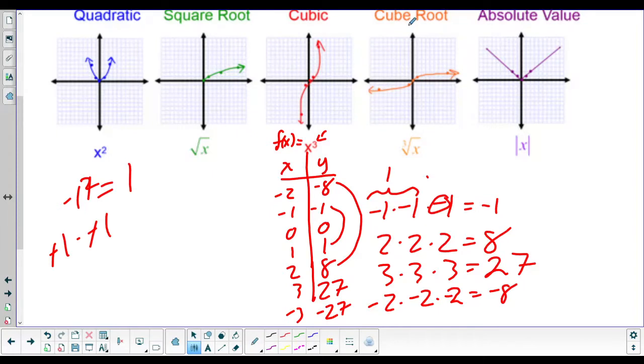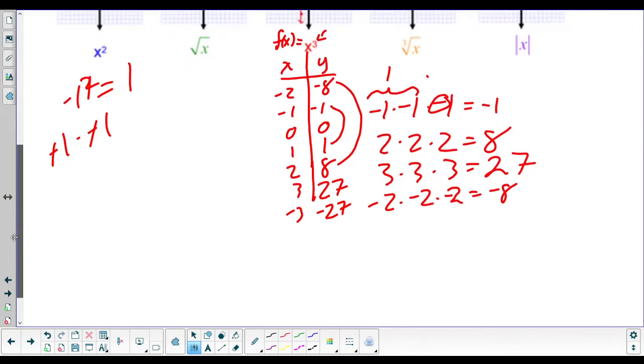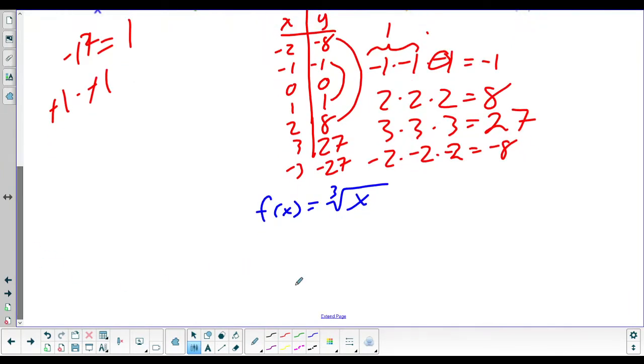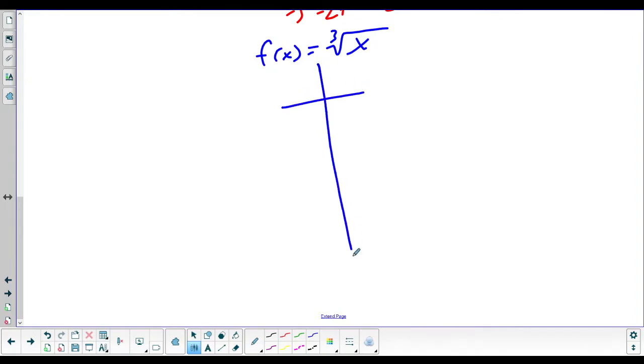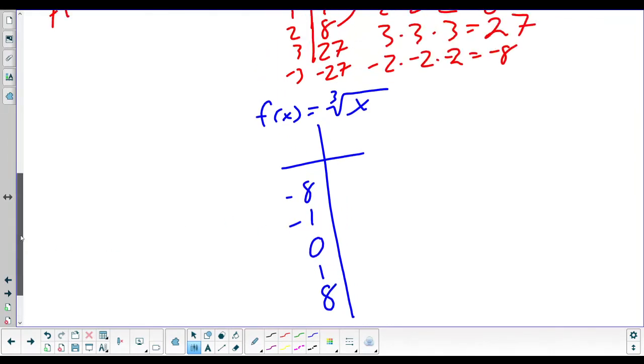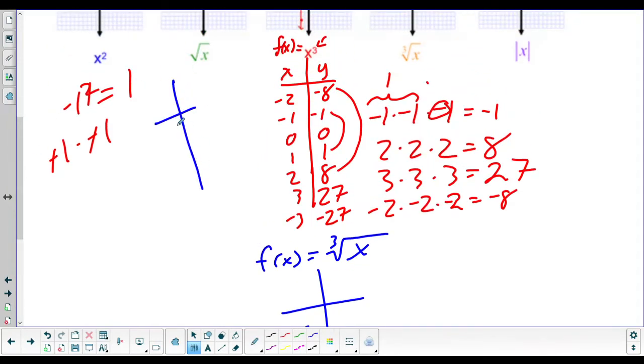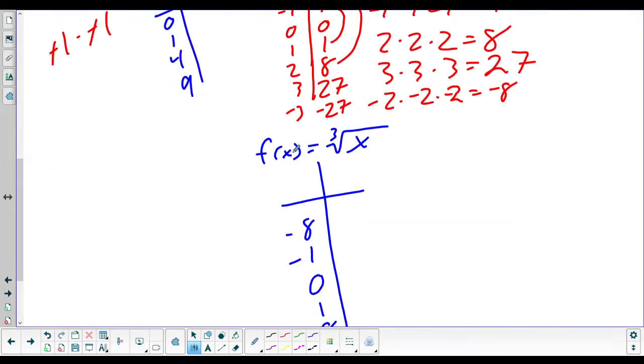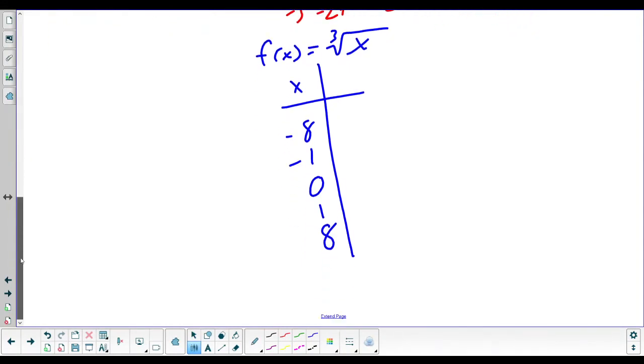Let's talk about the cube root. I'm going to show you one example, and then I'll kind of hand wave the rest of it. So let's look at f of x equals the cube root of x, and we'll plug some numbers in. Let's do negative 8, negative 1, 0, 1, 8. So just like for the square root, I picked perfect squares for the x's, 0, 1, 4, 9. For the x's of a cube root, I'm going to pick the perfect cubes. So 0, 1, 8, 27 if you want.